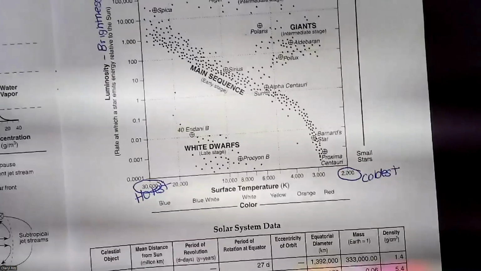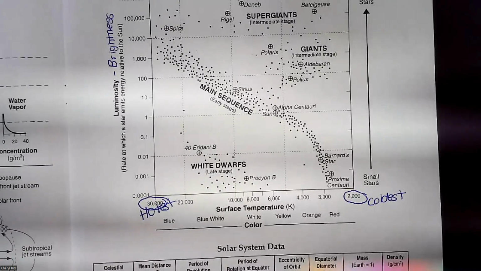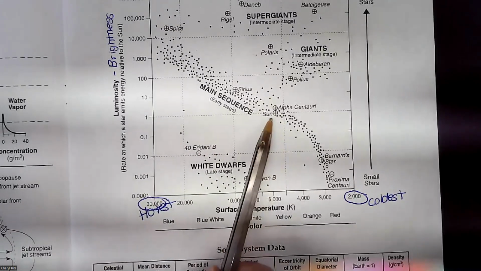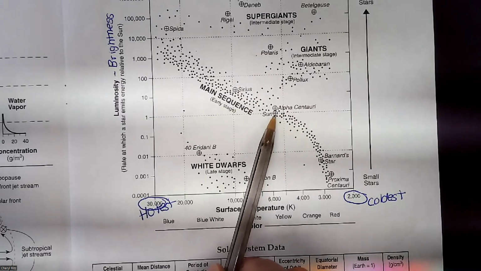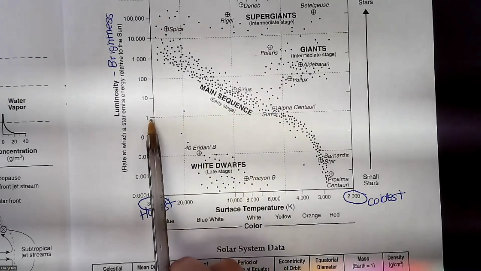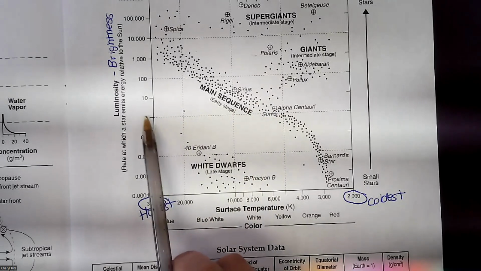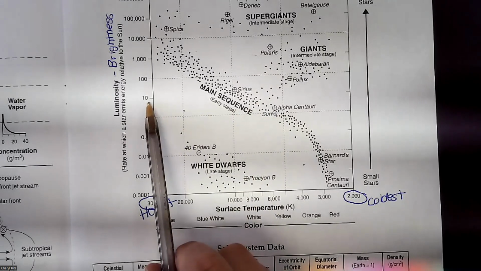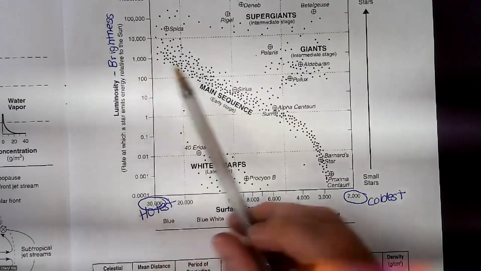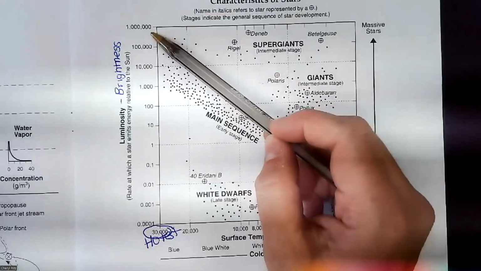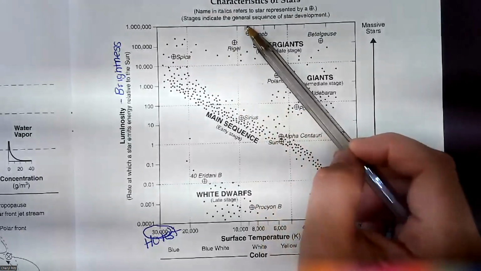So brightness is over here, and this is in brightnesses compared to the sun. Notice here's the sun right here. The sun has a brightness of 1. It's just the sun is the sun. But if we go up to 10, that means it's 10 times brighter than the sun. 100 times brighter. Up to 1,000,000 times brighter than the sun up here at the top.